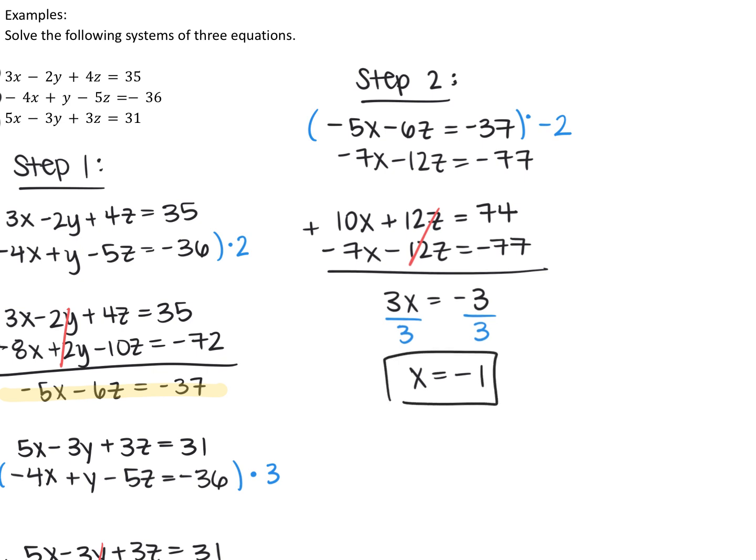We have now solved for our first variable. Now to solve for my second, I go to that system of equations I got in step 1, and I choose one of them to plug x in to solve for z. And just because the numbers are smaller, I'm going to choose that first one.